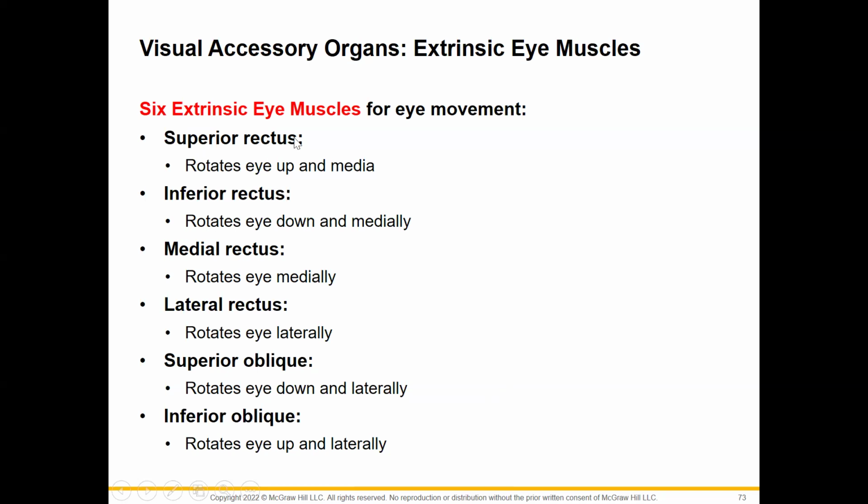Superior rectus. Remember, rectus means straight up and down. So this rotates the eye up and medially. Up and medially. Inferior rectus, down and medially. Medial rectus just moves the eye medially. Lateral rectus moves the eye laterally. Superior oblique rotates the eye down and laterally. Inferior oblique rotates the eye up and laterally. So review those. Know the directions that each muscle moves the eyeball.